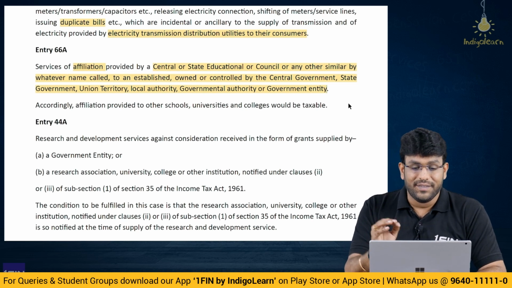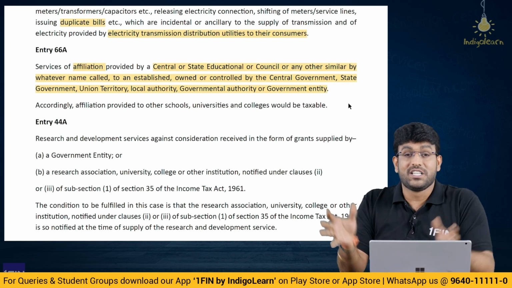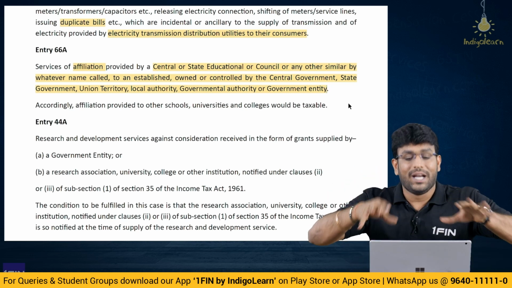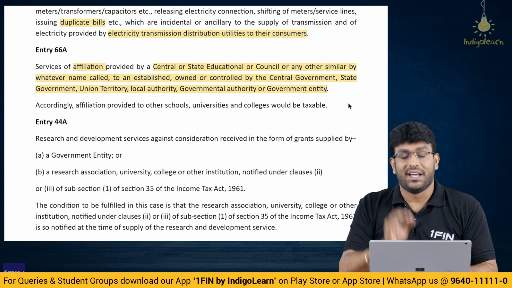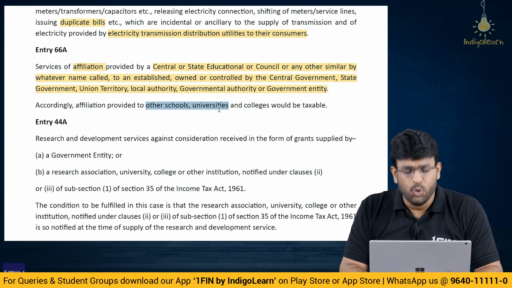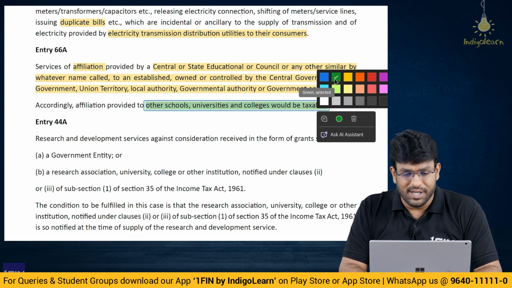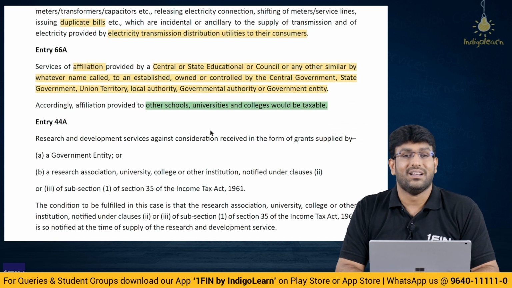So if affiliation is given to an establishment which is owned by the government, a local authority, or a government entity, then only it is exempt. But affiliation service provided to other schools, universities, colleges will definitely become taxable. That means any affiliation given to private schools, colleges and all will definitely become taxable.